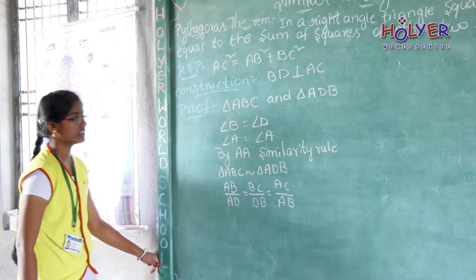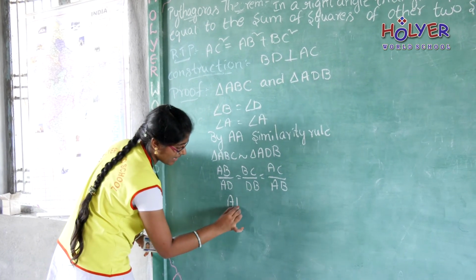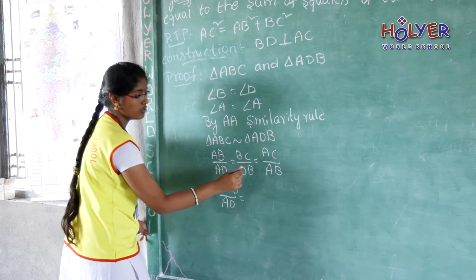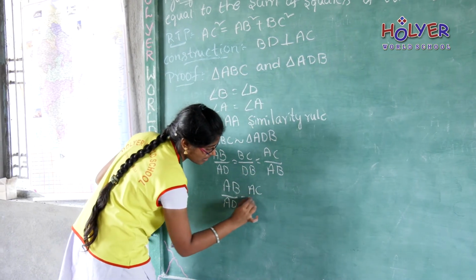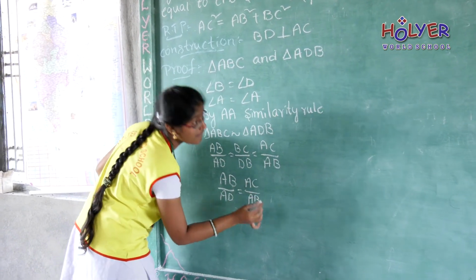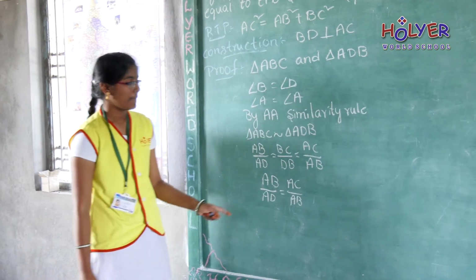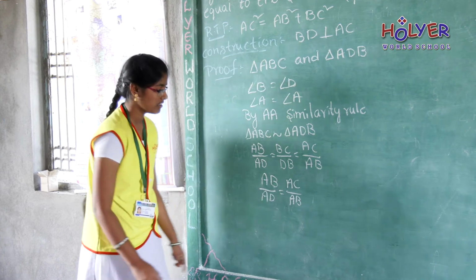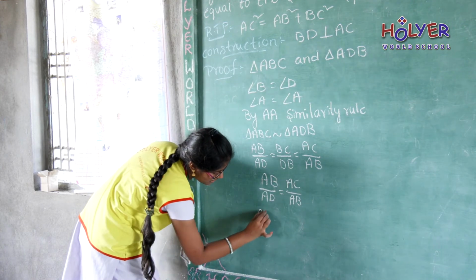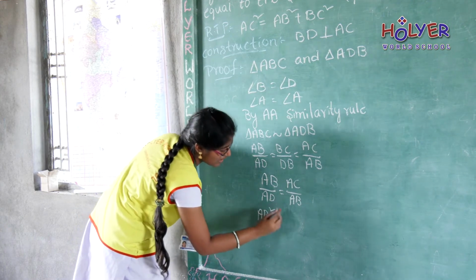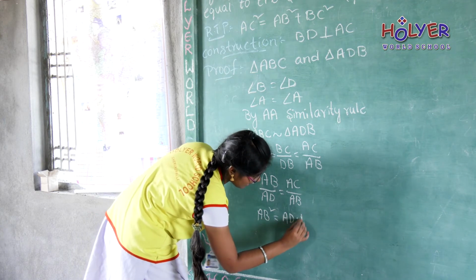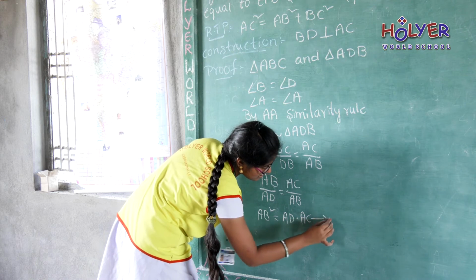From this we write AB by AD is equal to AC by AB. By cross multiplication, AB square is equal to AD into AC. Consider this as equation 1.